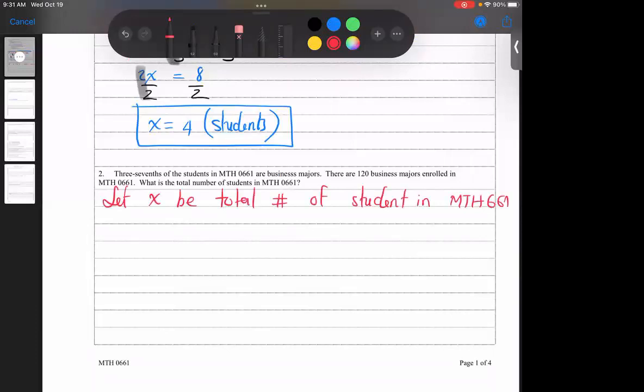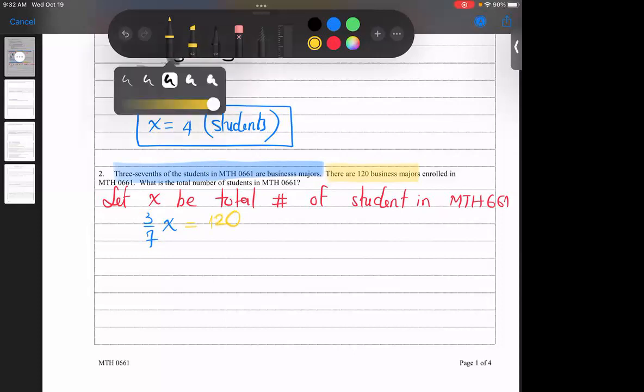And then let's translate to an equation here. What does this mean? 3/7, right? 3/7 of means multiplication. Of means multiply. Students in Math 661, and we know x, so times x. There are 120 business major students. So equals 120, then you solve.